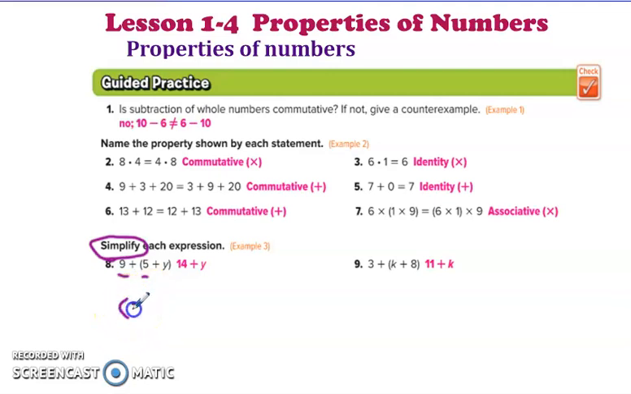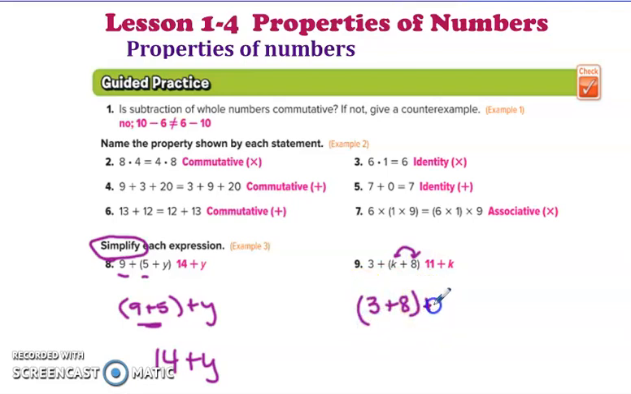So I'm going to move it around the 9 plus 5, plus y. So now we've got 14 plus y for our answer. And in this one, we're going to want to do some commutative property inside of those parentheses to get that 3 plus 8 together in parentheses, and then plus that k still. So it's going to be 11 plus k. Works out pretty nifty, doesn't it?